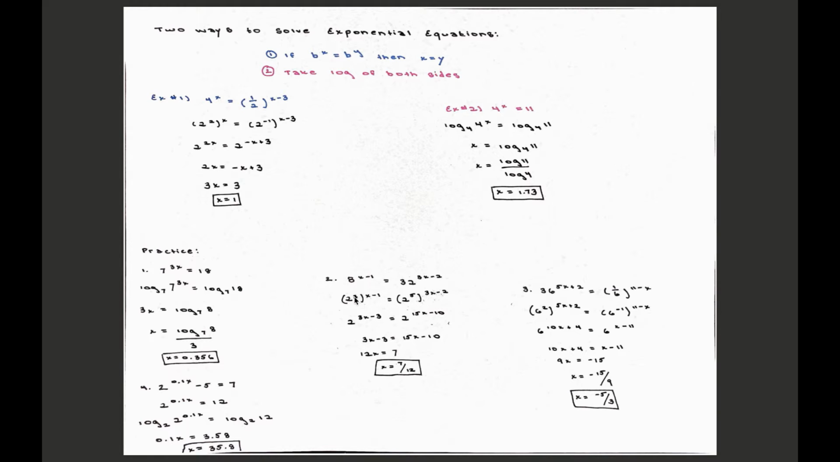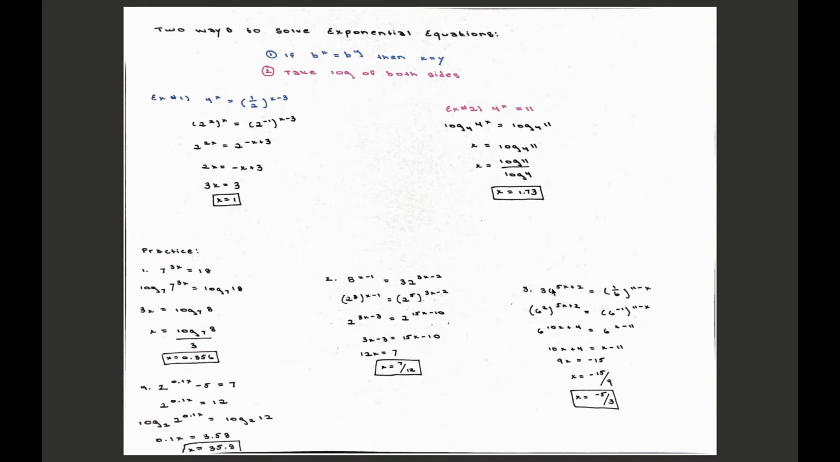So keep in mind, because I'm raising the third exponent to the x minus 1, I'm going to end up multiplying my exponent, so I get 3x minus 3 and 15x minus 10. Now I know that I can set the x and y equal, so I write that, and then I can actually end up solving it, and I get x equals 7 over 12.